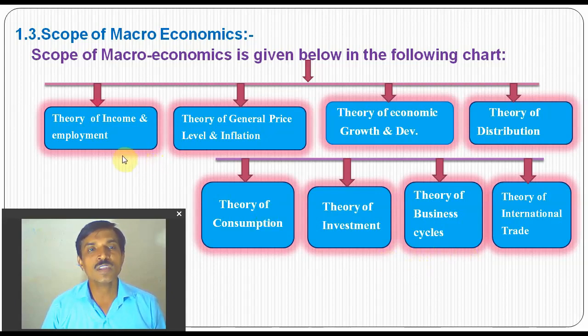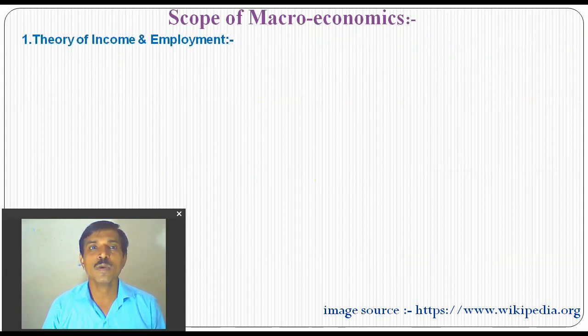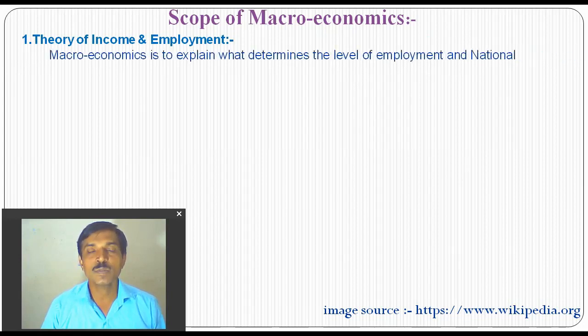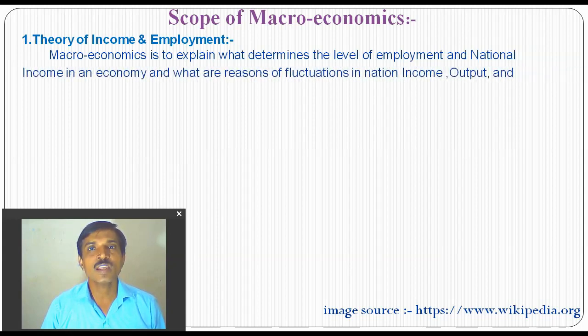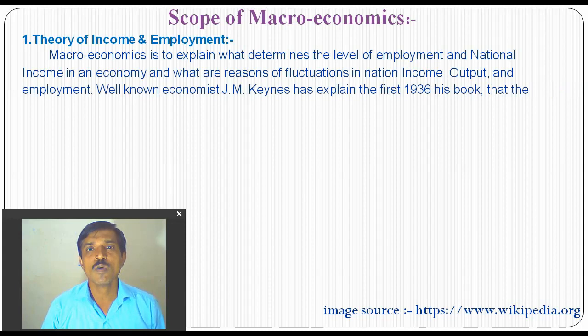So let's start with our first point. The first point in the scope of macroeconomics is the theory of income and employment. Macroeconomics deals with the theory of income and employment. There are some classical economists, like Adam Smith, J.B. Say, and Fisher. All these people explained their classical theory, their views about employment and income, and how the income level is determined. Macroeconomics explains what determines the level of employment and national income of the economy, and what the reasons are for fluctuation in national income, output and employment.